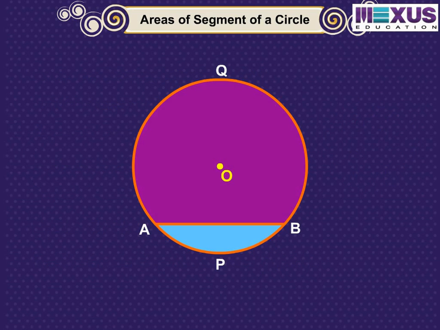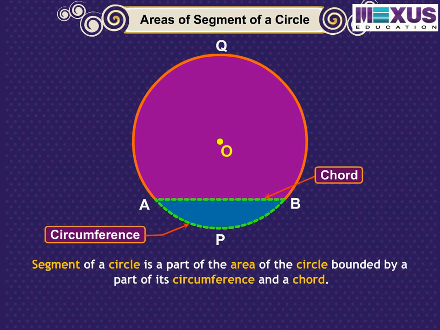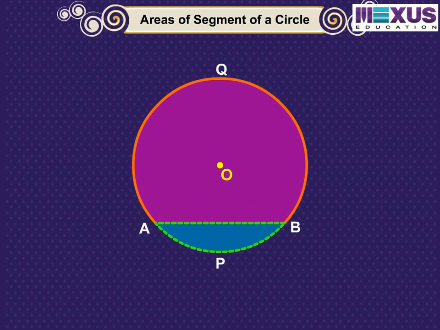Now we will learn the area of the segment of a circle. A segment of a circle is the area of the circle bounded by a part of its circumference and a chord. In this figure, the shaded portion of the circle bounded by the arc APB and the chord AB is known as a segment of a circle.